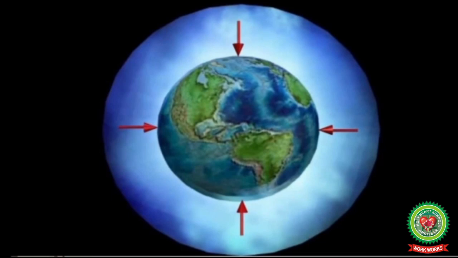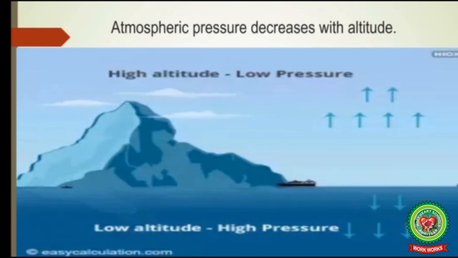It is the pressure exerted by air on the surface of Earth. And this atmospheric pressure decreases with altitude. Means as we go up on high altitude like on mountains, the atmospheric pressure will decrease. As you can see in this figure, at high altitude the atmospheric pressure is low, whereas on sea level or at low altitude the atmospheric pressure is high.